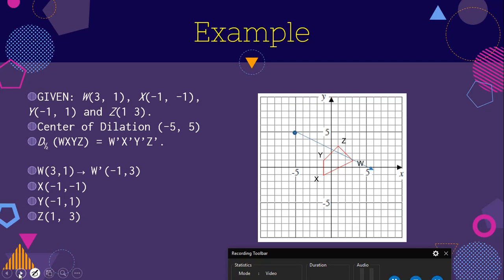So it's at -1, 3. So the image point should be on that straight line that we have drawn in. Let's do the same with X.